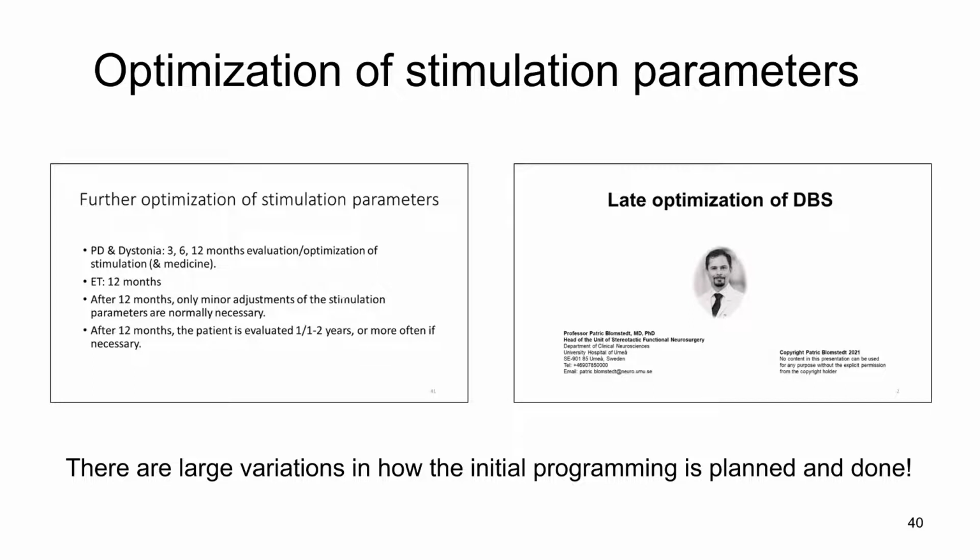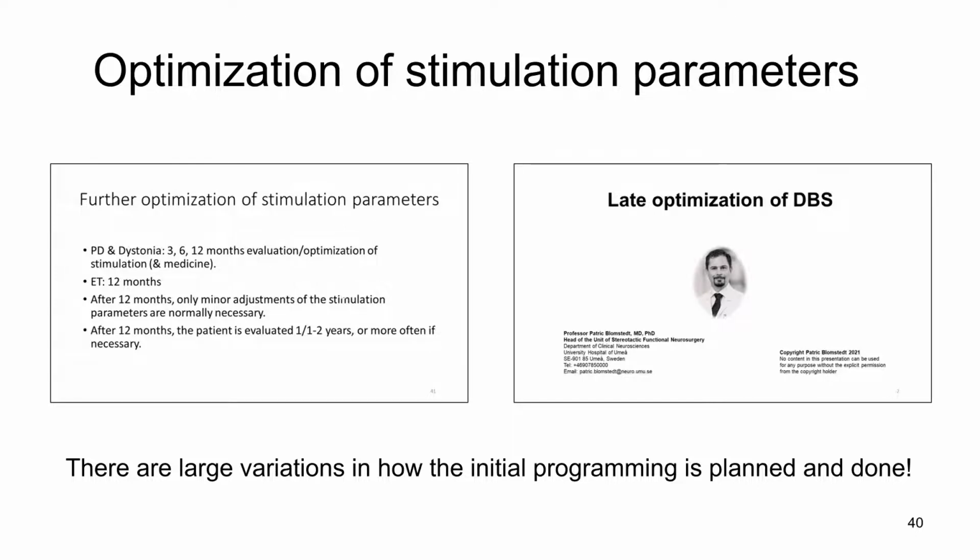Some patients will need additional visits, and there are large variations in how the postoperative programming is planned and done at different centers, with some neurologists preferring to see the patients every other week or so. In order for the patients not to become frustrated, it is important that they realize before surgery that the first 6 months can sometimes be an intensive period and that the improvement is gradual and can take time to realize.